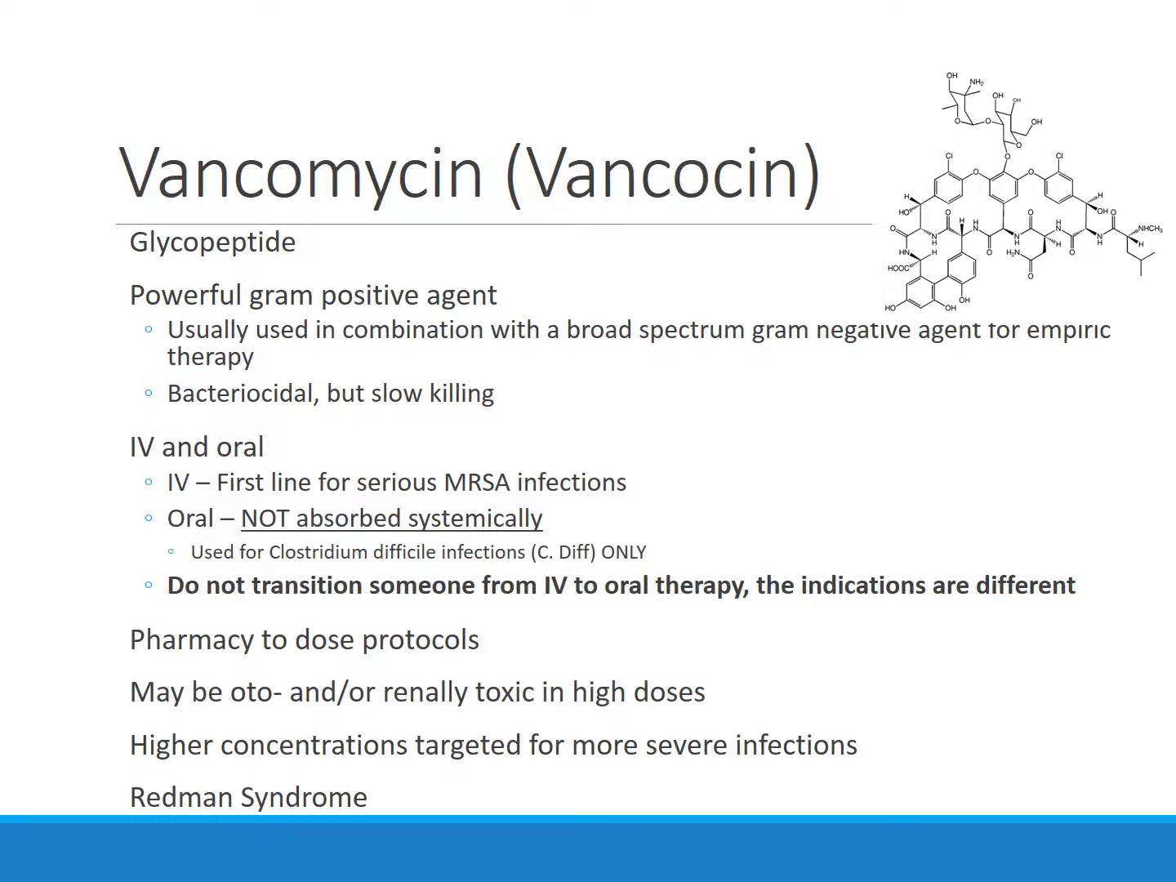And then Redman Syndrome. Redman Syndrome is kind of like an allergic reaction to vanco. What happens is a person kind of flushes and turns red. It's not really like a hypersensitivity type thing, but it does happen with vanco. And what we do is usually decrease the infusion rate. You'll stop the infusion of vanco, give somebody some Benadryl. You can start the infusion up at a slower rate. If the Redman returns, you can consider a different agent at that point.